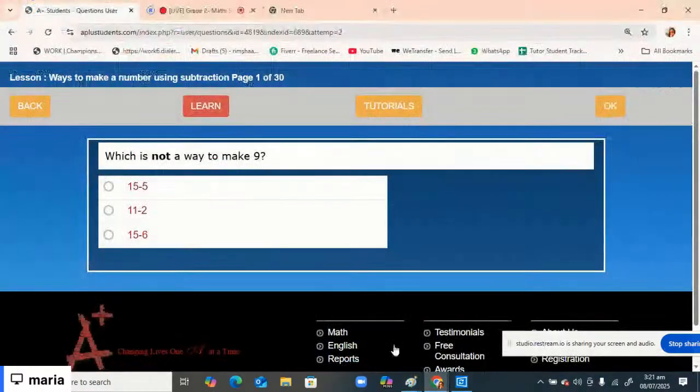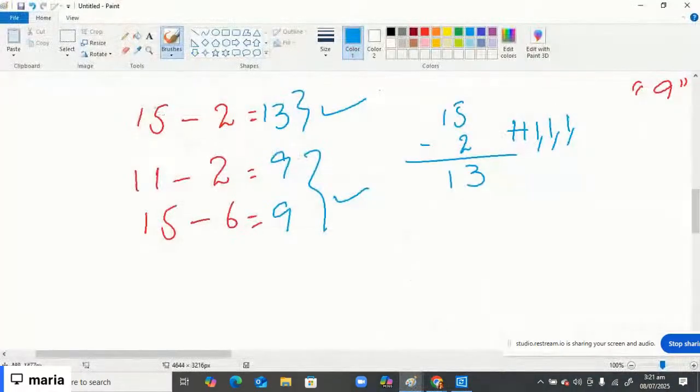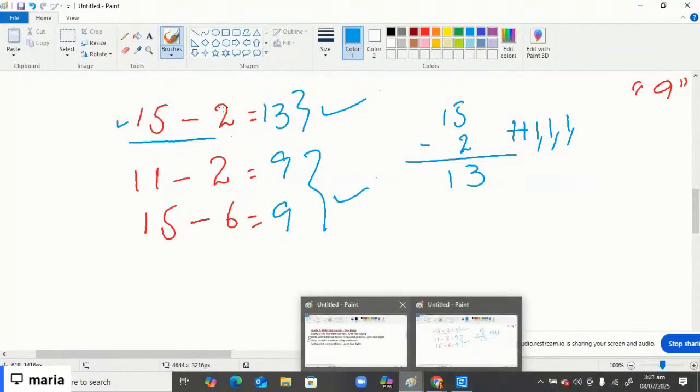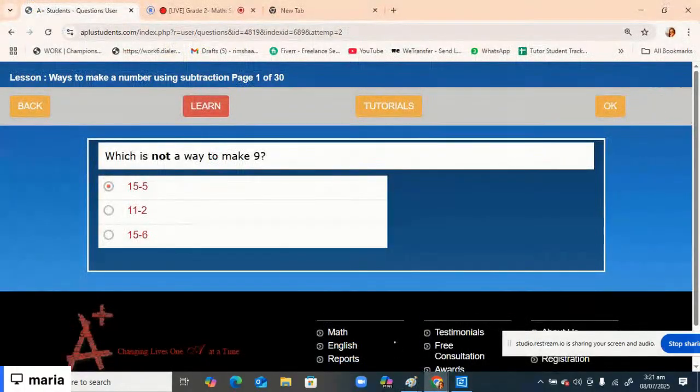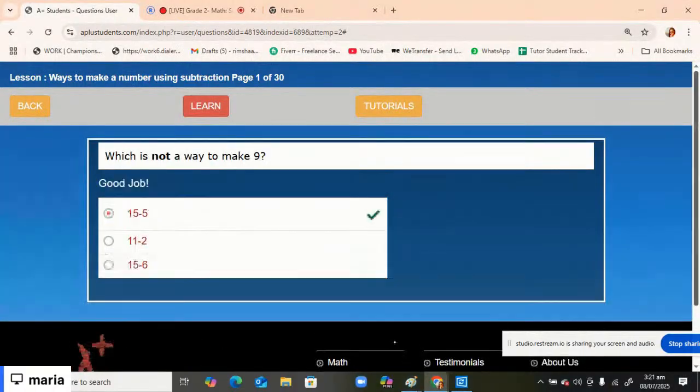And in the question they are asking which is not a way to make 9. So which is not a way? Only this one, 15 minus 2. Oh sorry, 15 minus 5, that is 10. So let's go with it, 15 minus 5, and let's check if that is the right option. And this is the right answer.